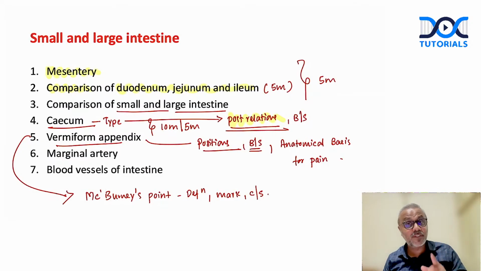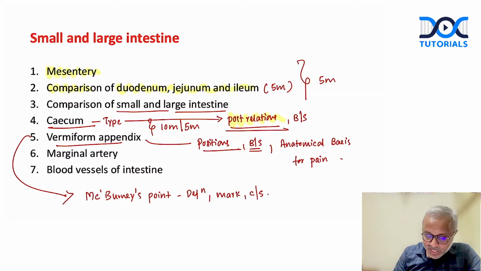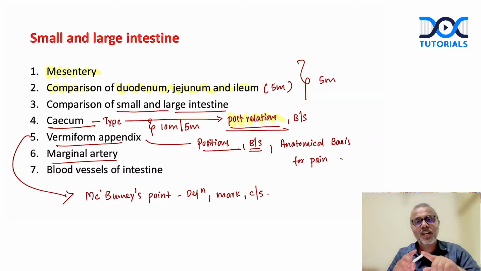Anatomical basis for shifting of the pain in acute appendicitis from the periumbilical region to the right iliac fossa. Done. In the large intestine, the other question you can expect is on the marginal artery of Drummond. How is the marginal artery of Drummond formed? What are the two arteries that form it?